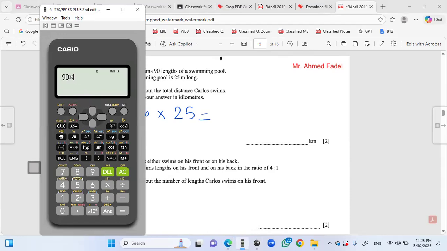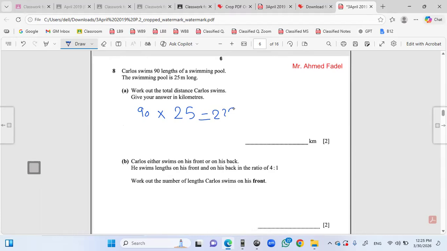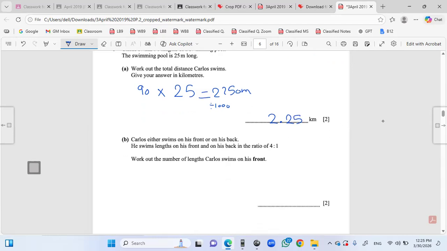90 by 25 is going to give you 2,250. Don't write 2,250 because this is 2,250 meters. You want it in kilometers, then you must divide by 1,000 to get it in kilometers. So it is 2.250 kilometers, or you can ignore the zero at the end.